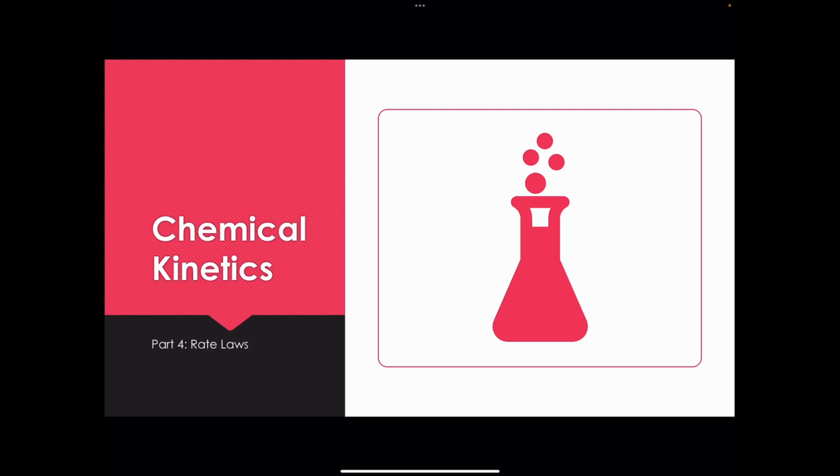As we talk about chemical kinetics, we've been talking about reaction rates. And we said one of the things that was going to impact reaction rates were going to be things like concentrations and temperature. And one of the ways we can see the impact that these have on our reaction rates is by looking at something called a rate law.